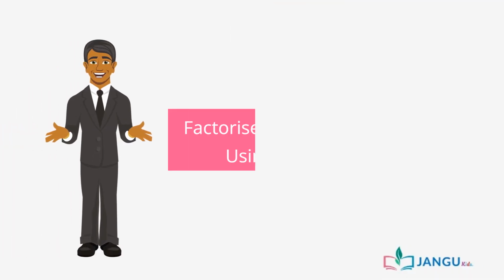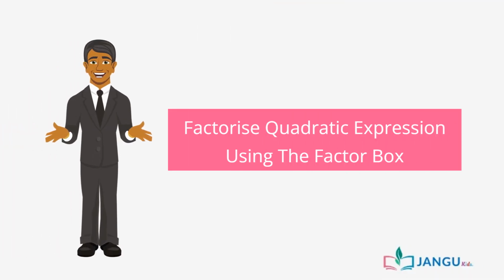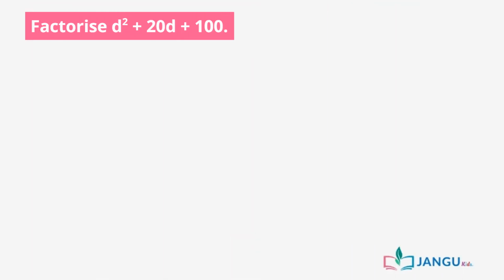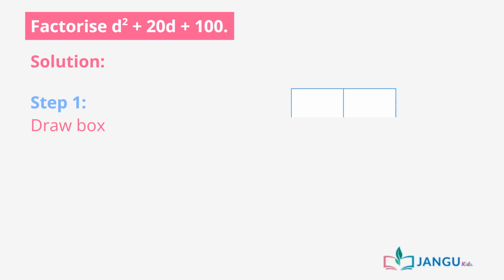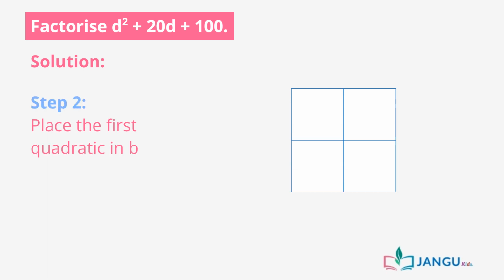Now let's factorize a quadratic algebraic expression using the factor box. Factorize d squared plus 20d plus 100. We'd start by drawing a 2x2 box. Place the first term of the quadratic equation in box 1. Then place the last term of the equation in box 3.